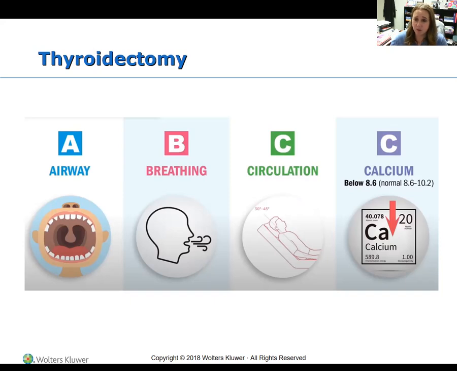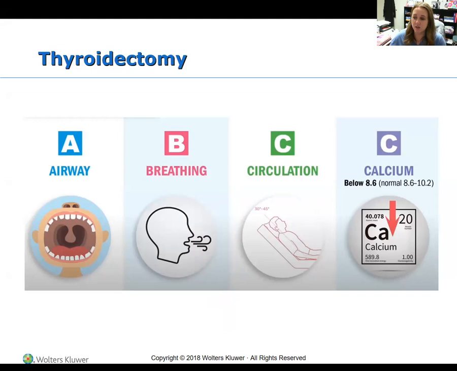So we want to be really careful and watch for signs and symptoms of low calcium, hypocalcemia, because our parathyroid glands regulate that. So if our calcium is less than 8.6, our normal calcium level is 8.6 to 10.2. If we remove the T, the thyroid gland, we check the C, the calcium. So we're going to monitor for those signs and symptoms of hypocalcemia.